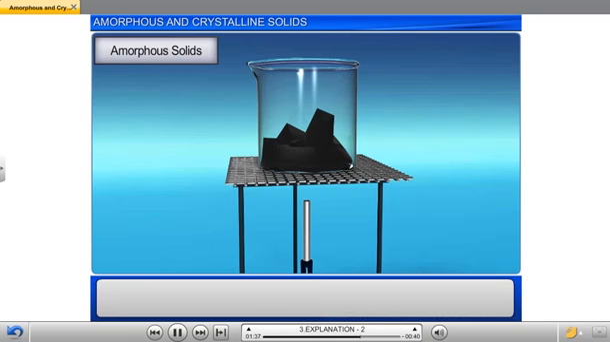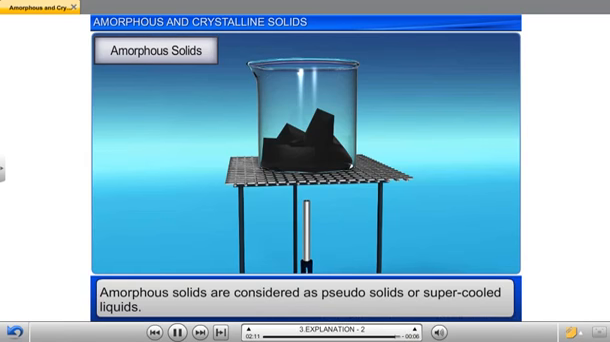A crystalline solid has a sharp melting point. That is, when it reaches its melting point, it immediately changes into liquid form. These are considered true solids. Amorphous solids do not have sharp melting points. These soften over a range of temperature and can be molded and blown into various shapes. These solids behave as crystalline at a certain temperature. These are considered pseudosolids or supercooled liquids.